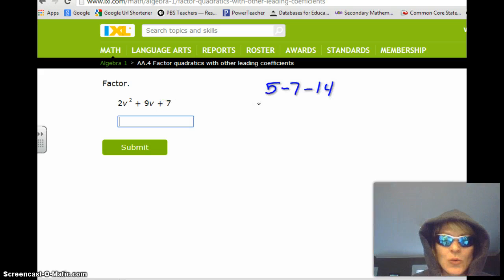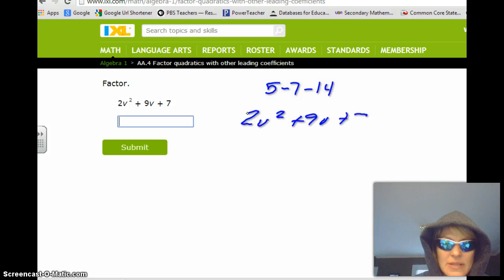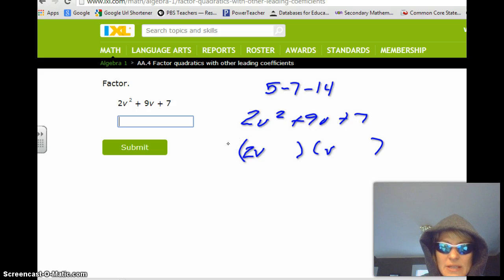Let's see. So today is 5/7/14, and we're going to take this equation here, 2v squared plus 9v plus 7. Now, this number is higher than 1, because normally we would just factor it like this, and we know that this is v here, but this has to multiply to 2v squared, right? And then we got to do the factors of 7, and then we got to get them to add to the 9. It's a little bit harder when you have this leading coefficient, so there's a little trick to getting this, and this is what we do.